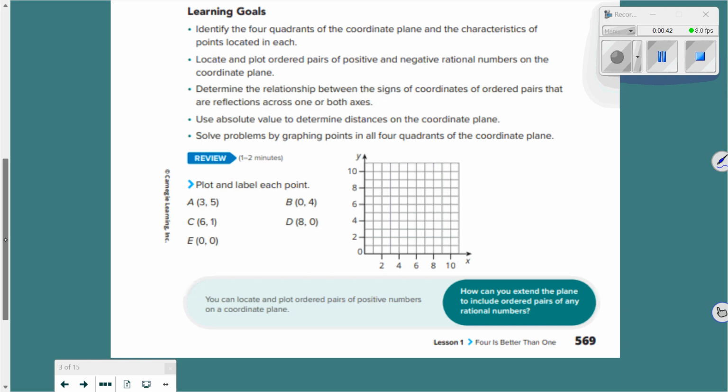Yes? What is a quadrant? Quadrant, good question. This right here is a quadrant. It's like one square. It's like one of the square sections within the coordinate plane.